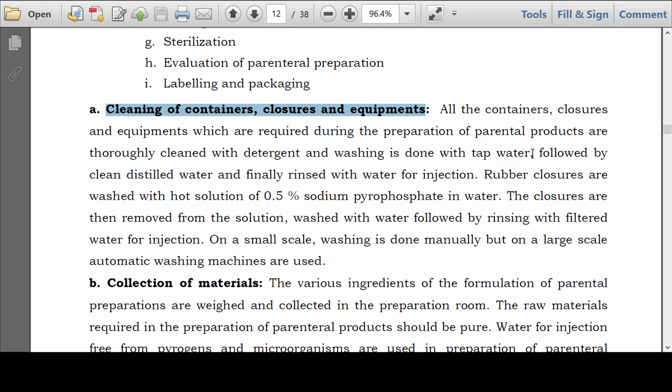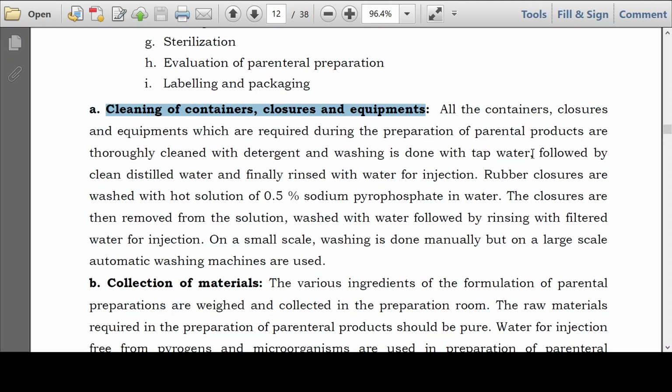followed by water for injection. This thorough cleaning is very important in the case of formulation of parenteral products. Just washing with tap water is not enough. You have to wash with tap water along with detergent, then washing is carried out with distilled water, followed by rinsing with water for injection. Rubber closures are washed with a hot solution of 0.5% sodium pyrophosphate in water. So 0.5% sodium pyrophosphate is used for cleaning of rubber closures.